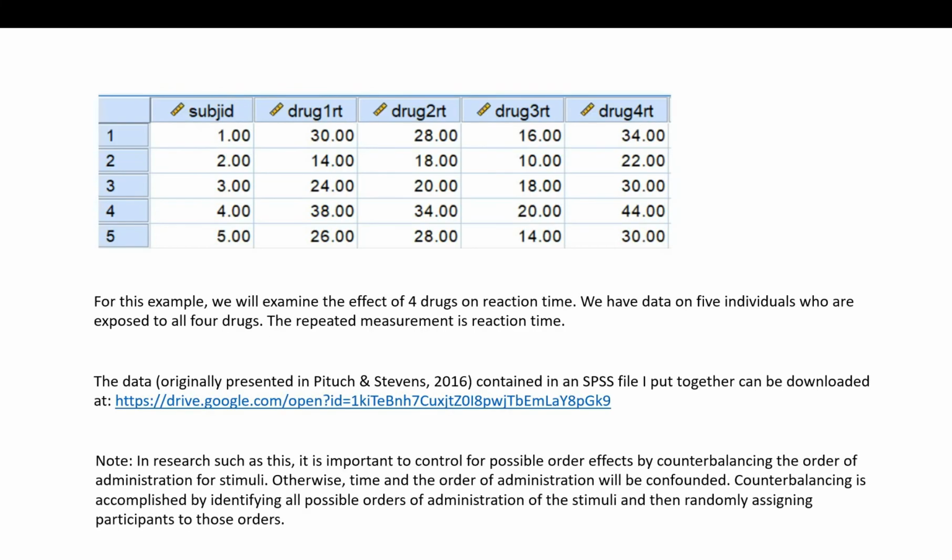Okay, so for our second example, we are going to be looking at within subject exposure to multiple treatments. For this example, we will examine the effects of 4 drugs on reaction time. We have data on 5 individuals who are exposed to all 4 drugs. The repeated measurement is itself reaction time, and this is also presented in the Pittock and Stevens text.